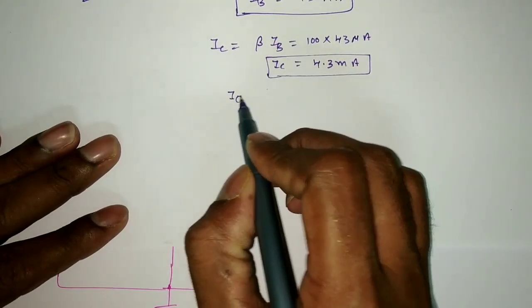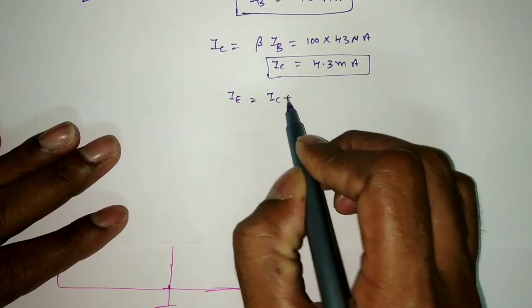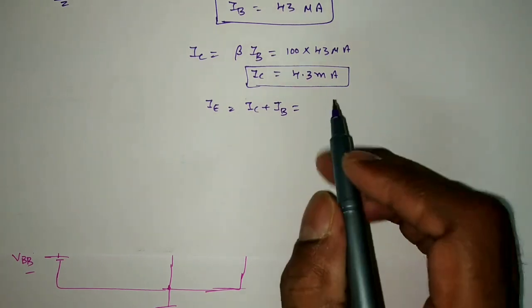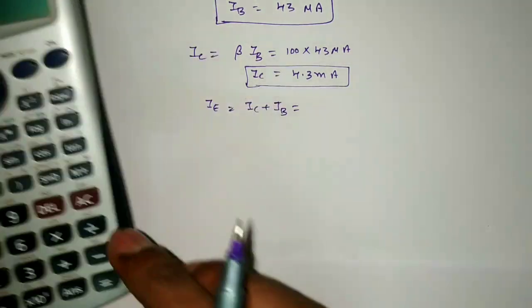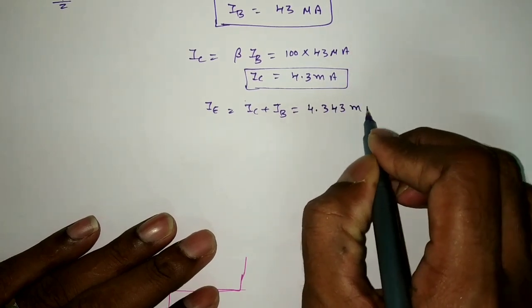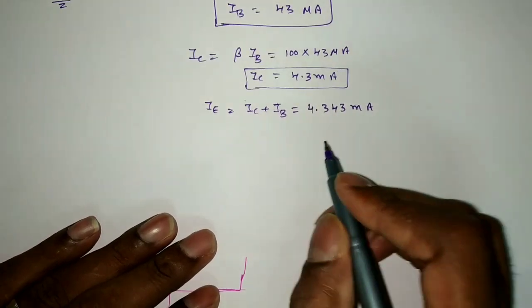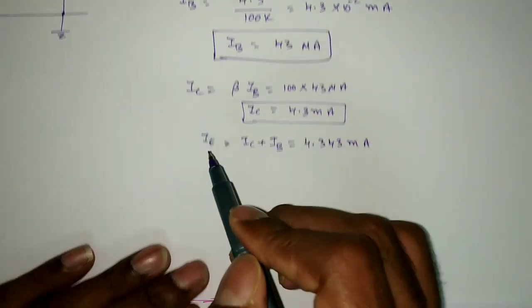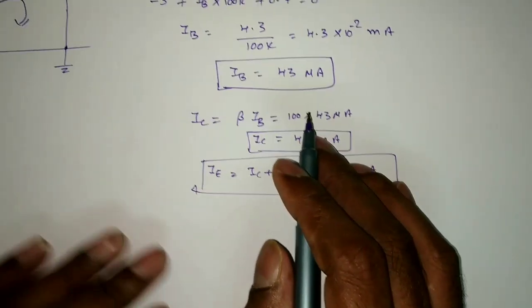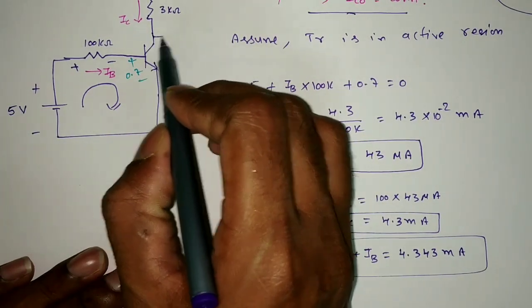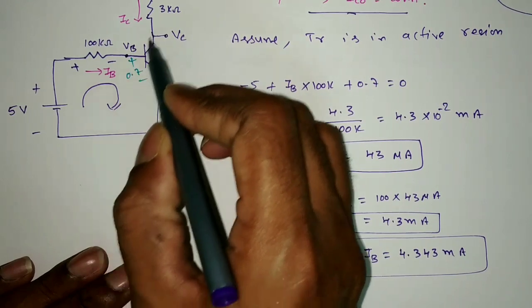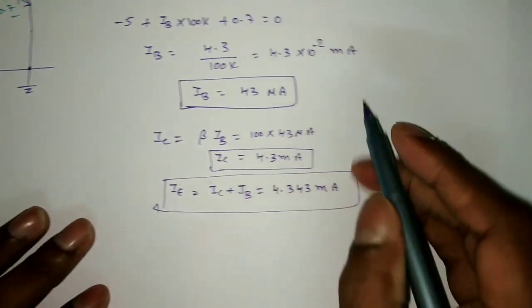Then what is IE? Summation of these two, IC plus IB. So that will be 4.343 milliamperes. So we need to add these two terms. So this is IB, IC and IE. Then it is not over yet, so we need to find the collector voltage and base voltage, then we can comment on the collector base junction.